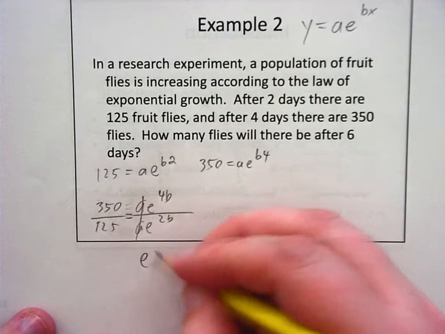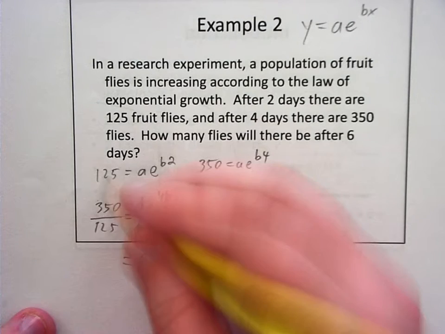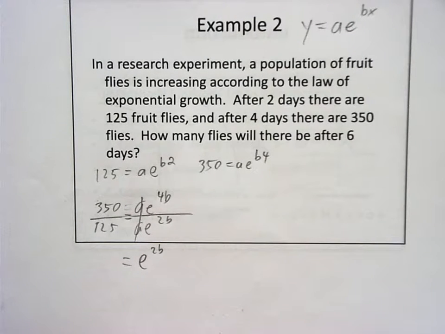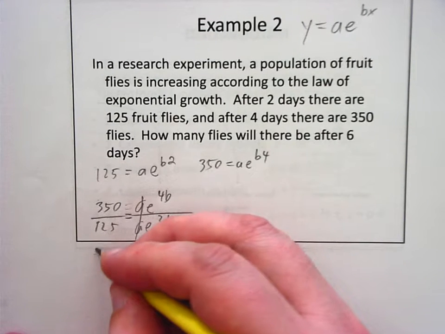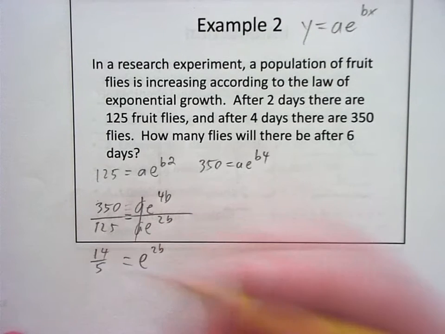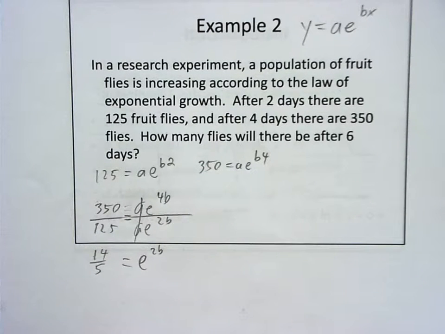Well, yeah, this will be e to the 2b because you subtract the exponents. But what is the 350 over 125? What does that fraction simplify to? 2.8. Since it's a terminating decimal, you could do 2.8. I'm going to leave it as 14/5 just for consistency's sake.